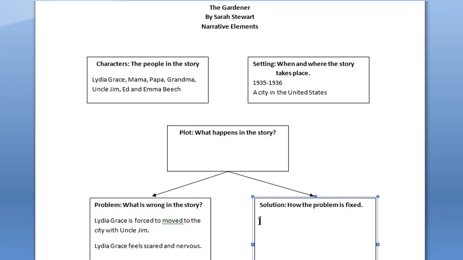How the problem is fixed is that Lydia Grace plants a rooftop garden. This helps her to feel more at home in the new place. Also, Uncle Jim bakes Lydia Grace a cake. This cake makes Lydia Grace feel more at home and loved in the new city. Last, Papa gets a new job. Lydia Grace can move home.